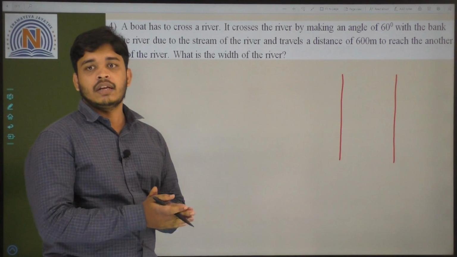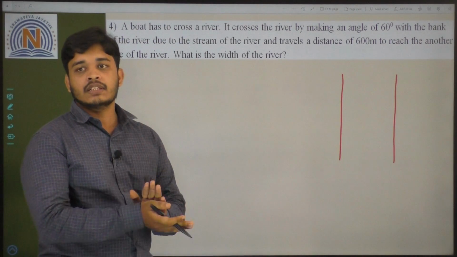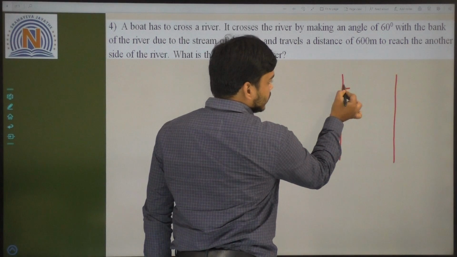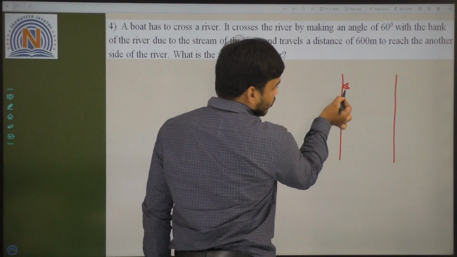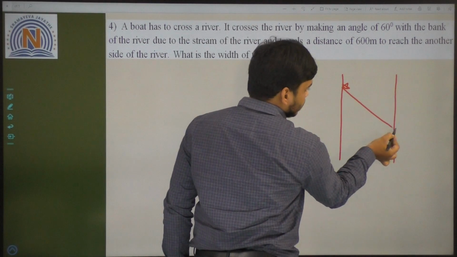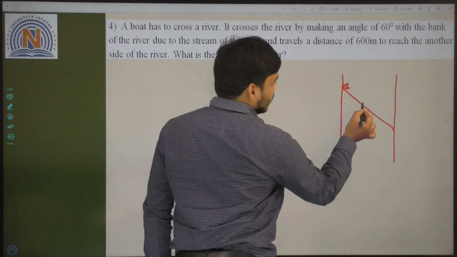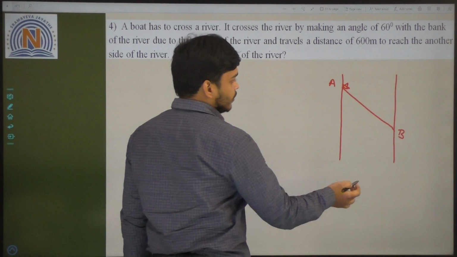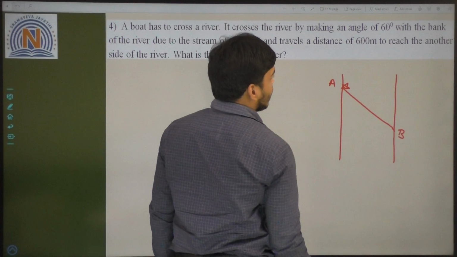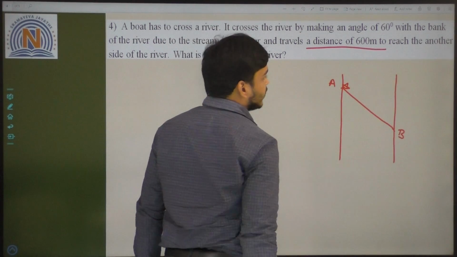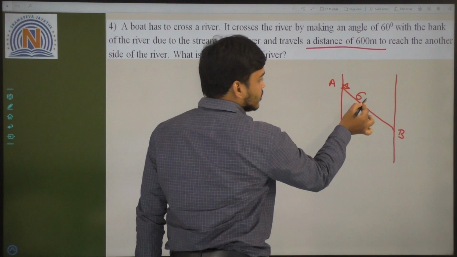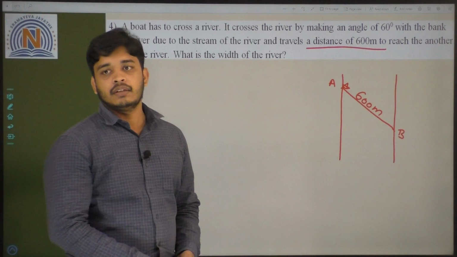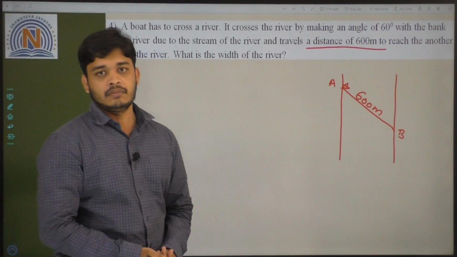It crosses the river by making an angle of 60 degrees with the bank. So for example, this is the boat initially, and it crosses the river. The initial point is A and the final point of the boat is B. The distance traveled by the boat is 600 meters to reach the other bank of the river.